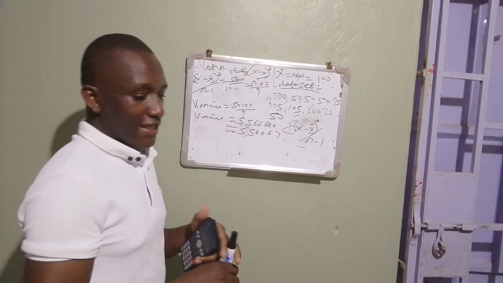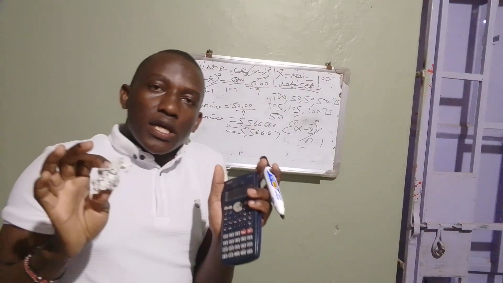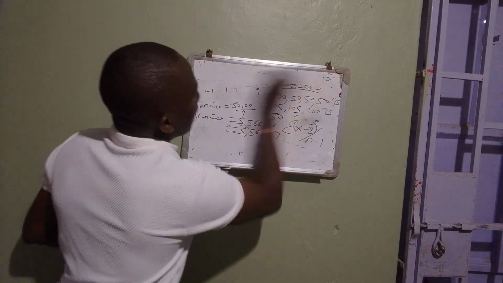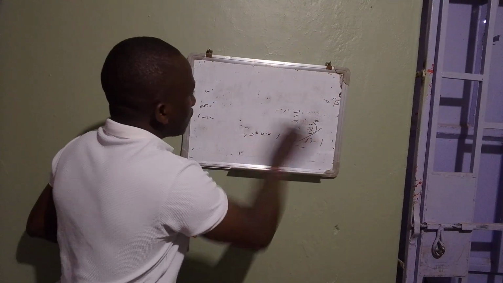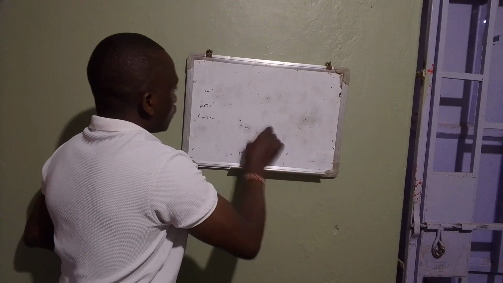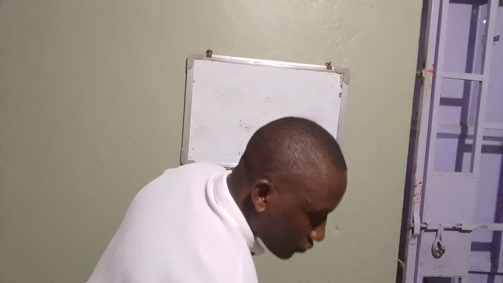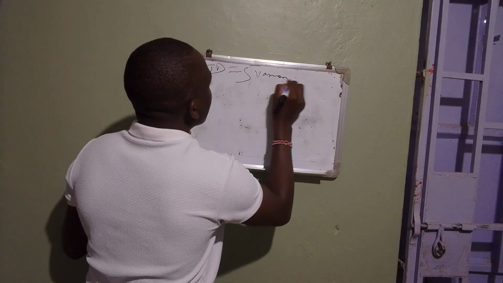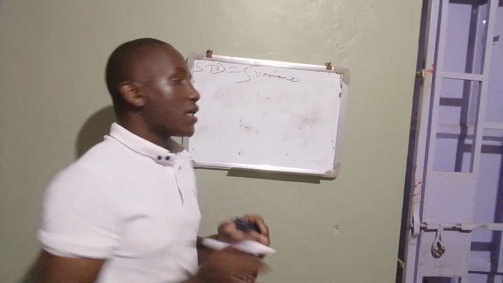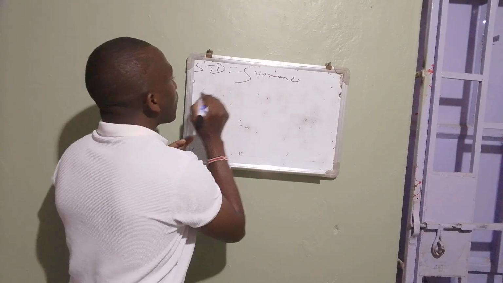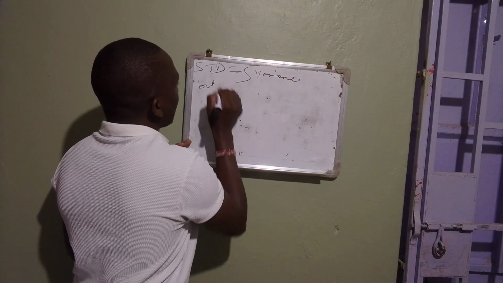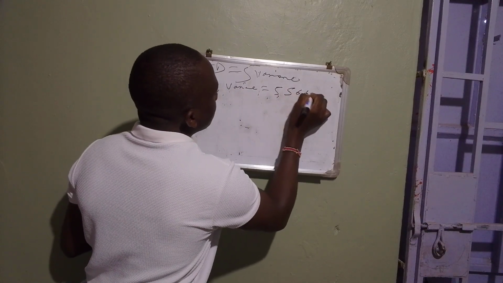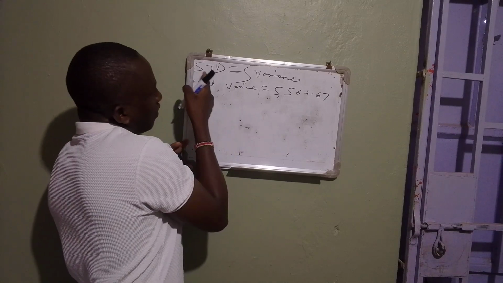Now we compute the standard deviation. As you all know, STD is equivalent to the root of variance. I hope you can get that point. This is a formula. We have the variance, which is equivalent to 5,566.67. Now, what is our standard deviation?